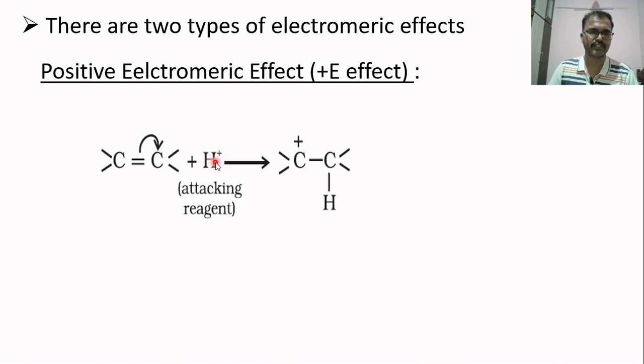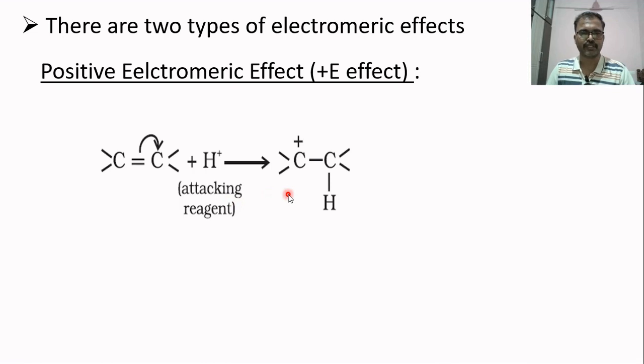When this species approaches the substrate, the electron pair forming a pi bond transfers to one of the multiple bonded carbon atoms. Look at it carefully. This H plus ion attacks this carbon, then the movement of the electron pair forming the pi bond takes place to this carbon only. As a result, it gives a positively charged species. This effect is called the positive electromeric effect.